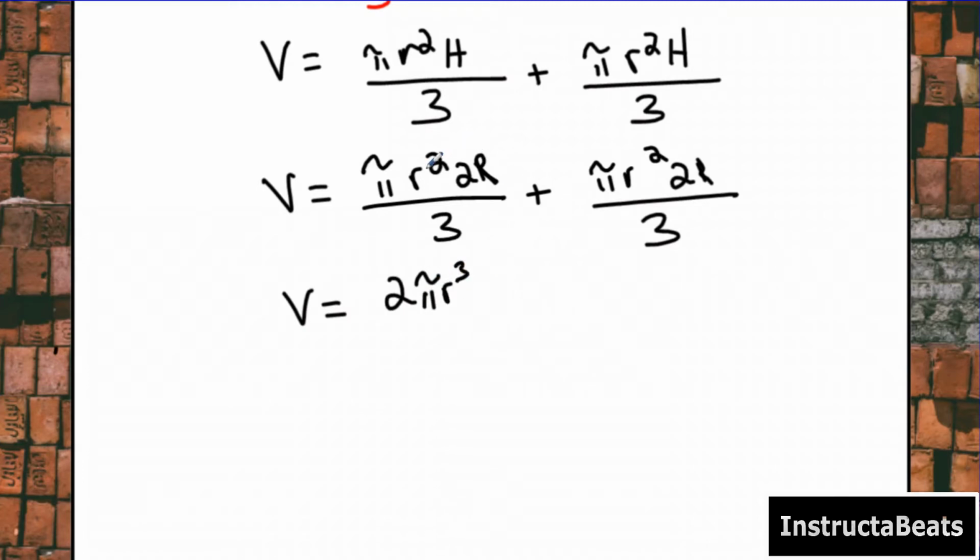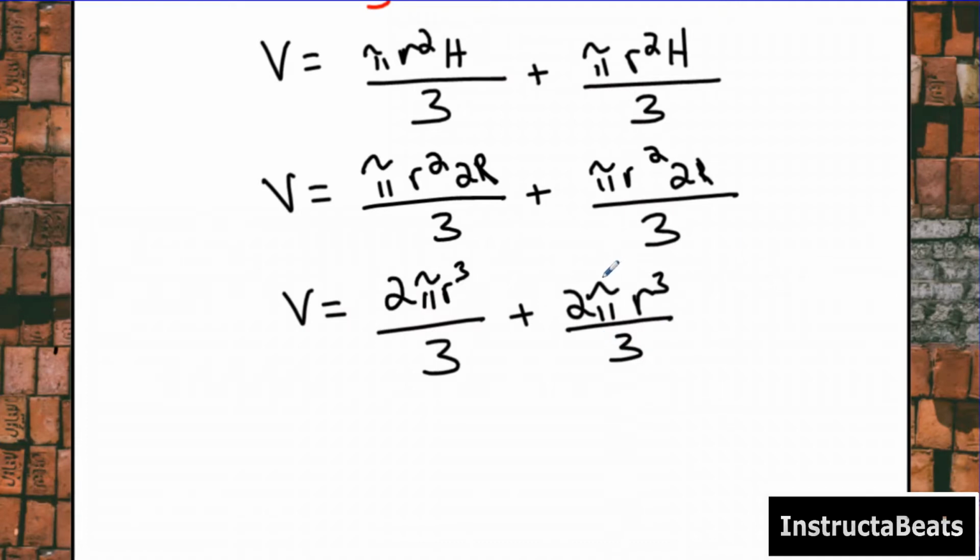cubed, because r times r squared. We're going to use our product rule where you add the exponents, and we're going to divide this by 3. And then we're going to have 2, again, same thing over here, pi r cubed, and again, we're going to divide that by 3.